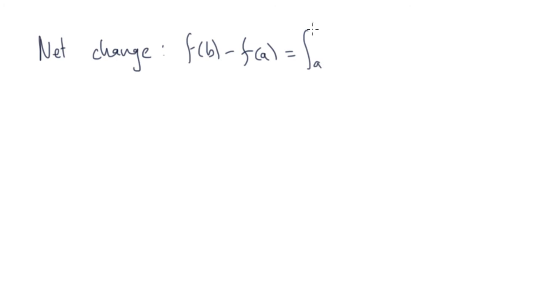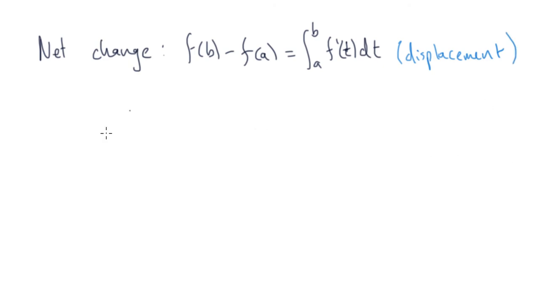Okay, so we know that the net change of a function is found just by integrating the rate of change, or the derivative, over the integral that we're interested in. Okay, and so physically we can think about this as displacement. And by displacement, I just mean how far away I am from where I started.